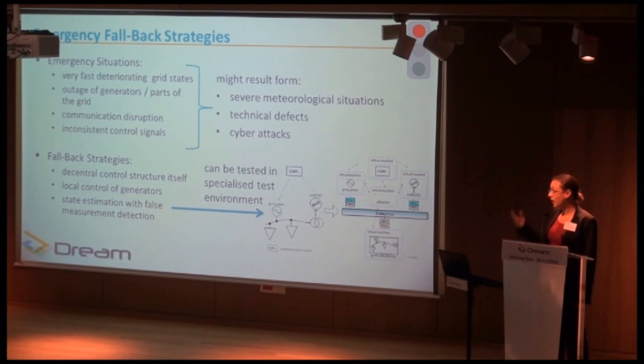What are now the fallback strategies we considered in the DREAM project? To begin with, the decentral control structure itself helps us to cope with such situations. We also investigated local control of generators, so they not only take the results of the optimization, but also supervise the grid themselves. In some parts, we also implemented state estimation to calculate the complete status of the grid, which can handle false data to a certain extent. This we could not test, or did not want to test, in a real grid, so here we have a specialized test environment.